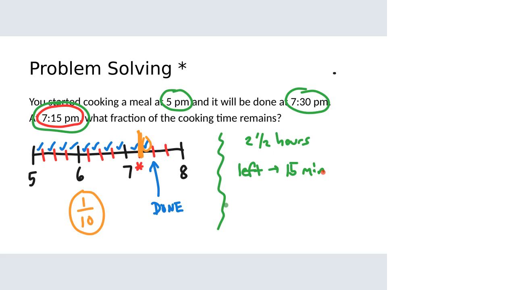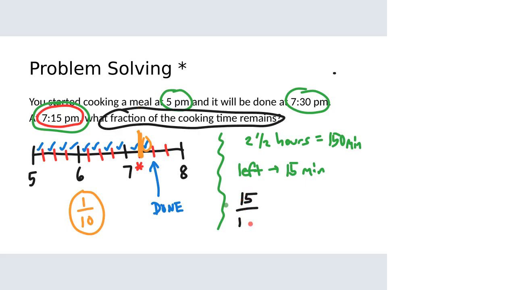I need to use the same unit here. I can't have hours for one thing and minutes for the other, so let's turn this all into minutes. So 2.5 hours would be, let's see, 2.5 times 60, that's going to be 150 minutes. So it's 150 minutes total cooking time, and I have 15 minutes left. So when I'm asked what fraction remains, that's 15 minutes out of the 150 minutes. Well, we can reduce that. 15 will go into both of those once, 10 times, and 1/10 of the cooking time remains.